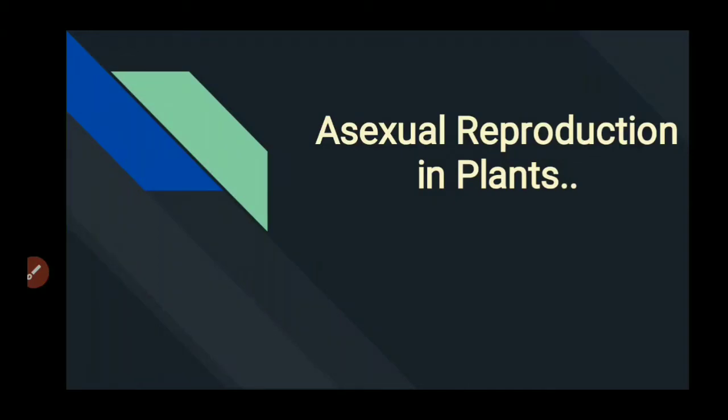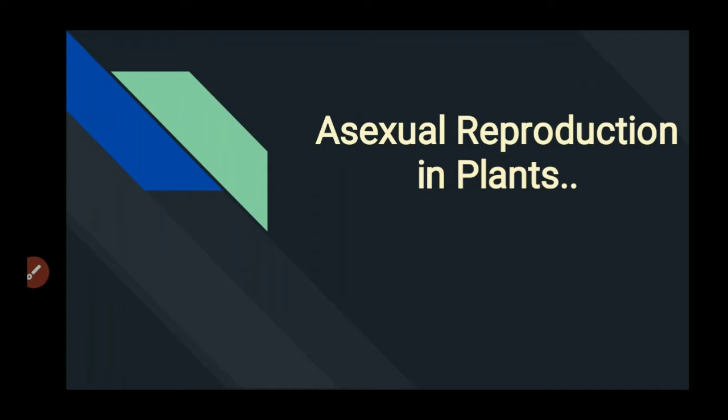Hello children, welcome all. Today I am going to discuss the topic of asexual reproduction in plants, which is a subtopic of reproduction in flowering plants. In the reproduction of flowering plants there are two types. The first one is sexual reproduction and the second one is asexual reproduction. Today I am going to demonstrate the topic of asexual reproduction in plants.